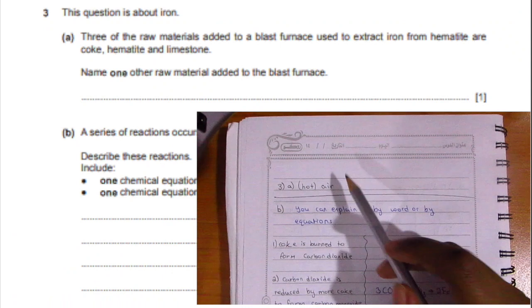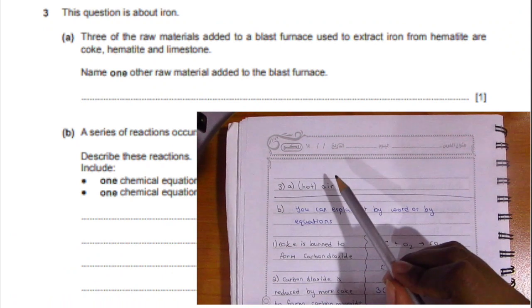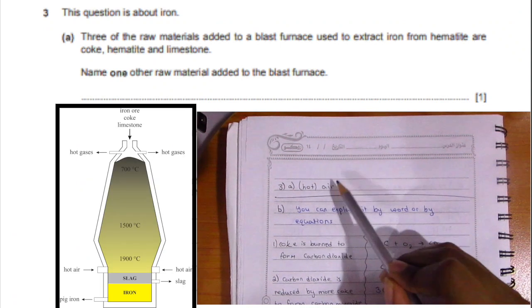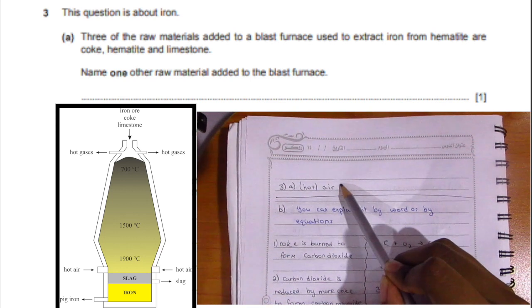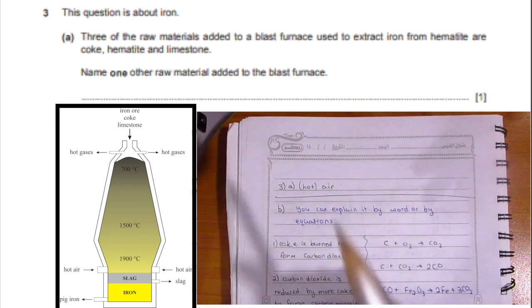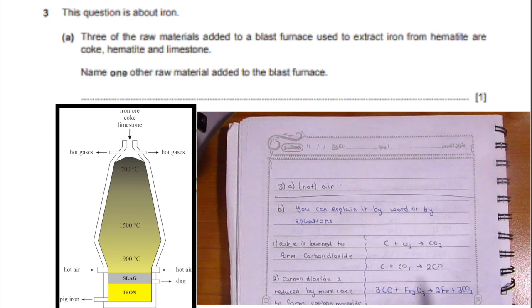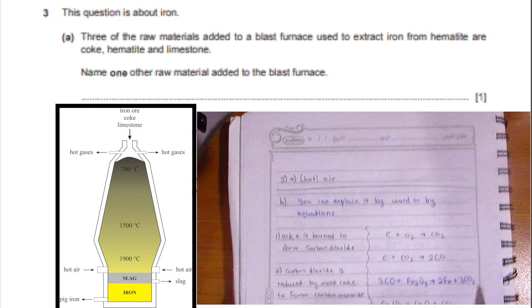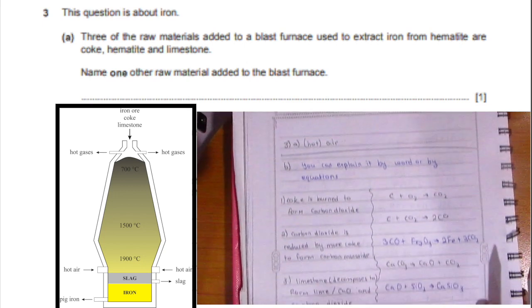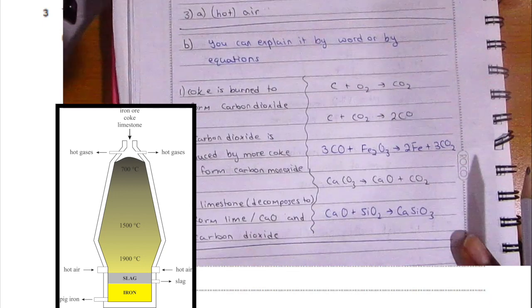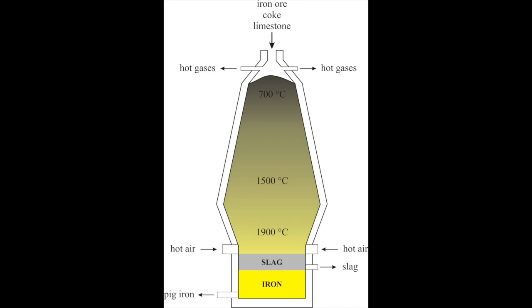Now for question 3, name one other raw material that's added to the blast furnace that isn't mentioned. So we have the coke, which is something that contains a lot of carbon. We have the iron ore, which another word for is hematite. And we have the limestone. What else is missing is the hot air that passes through. So you need to state that it's one of the raw materials that are needed.